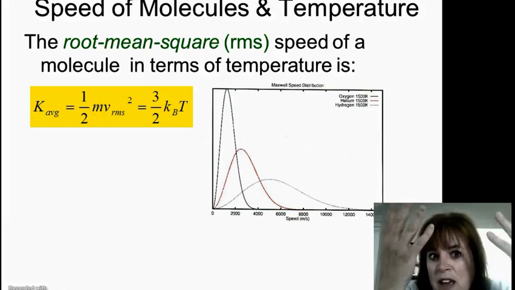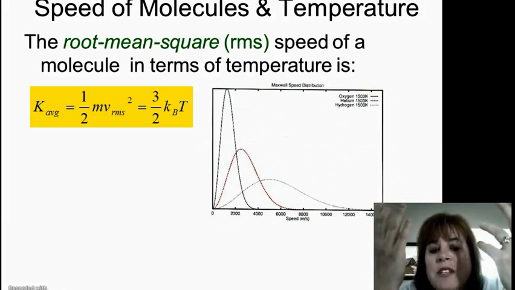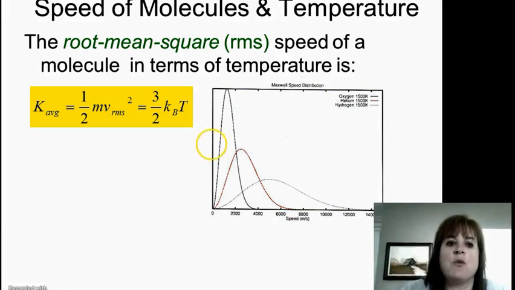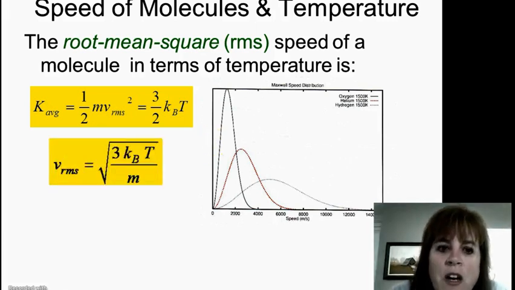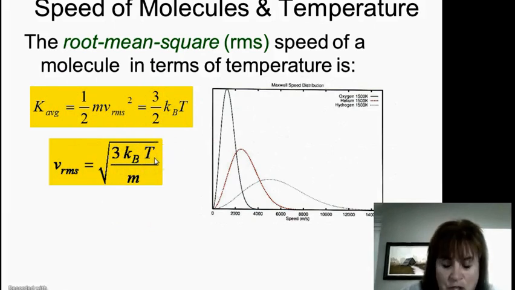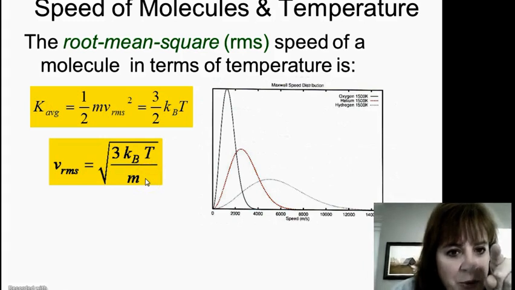If K average is 1/2 m v_RMS squared, and that's also equal to 3/2 k_B T for one molecule, I can rearrange this equation for v_RMS speed. And notice my 2's cancel out because they're on both sides in the denominator, and I'm left with 3 Boltzmann's constant times temperature in Kelvin divided by the mass in kilograms.